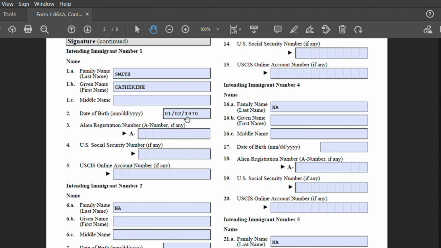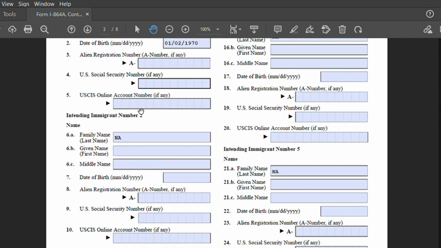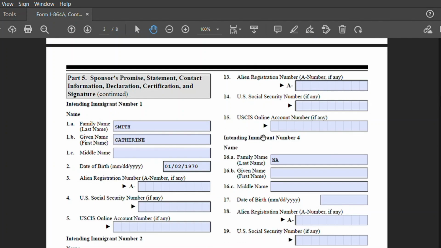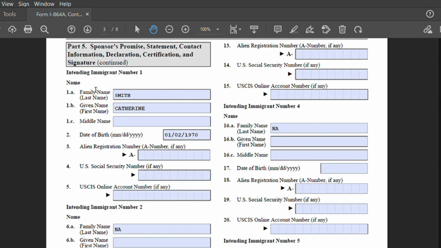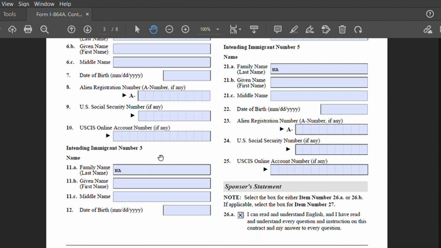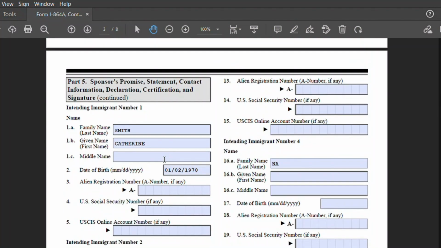here under the intending immigrant number 1: date of birth, alien number, social security, USCIS. If you don't have any of this, you can leave this blank. Any other intending immigrants, if we don't have any, we'll just say these areas are blank or not applicable. According to USCIS, here you should only be writing the names of immigrants that are listed on the I-864 form.